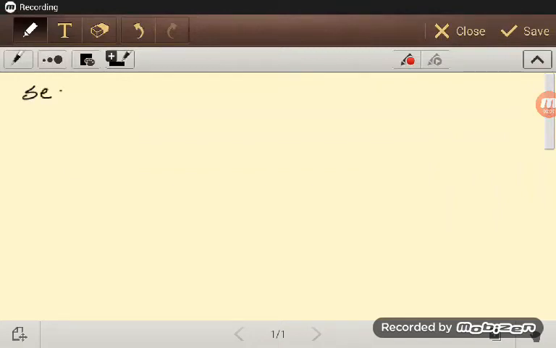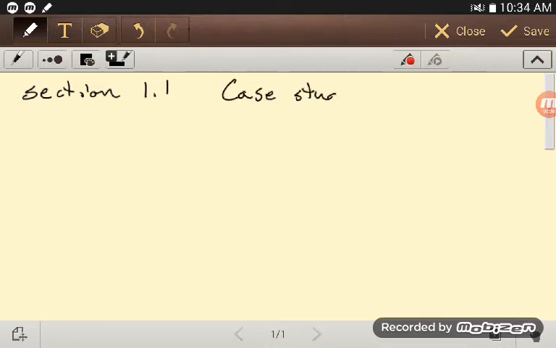In section 1.1, we're looking at this case study, and the thing I want to point out here is just the relationship to what I've already mentioned in the introduction to the course. Well, introduction to the course and really somewhat starting this chapter.